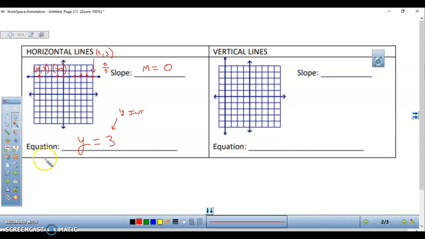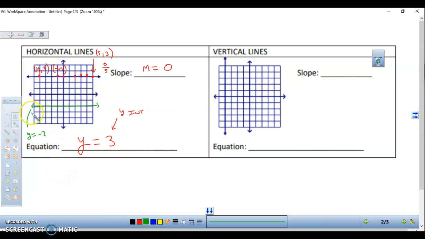So let me draw another one just for a quick example. Let's add a horizontal line right here. Well, then this line would have an equation, because it's horizontal, I know it's just y equals, and this time it goes through -2. So this one would be y equals -2.